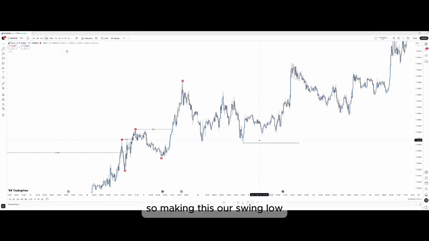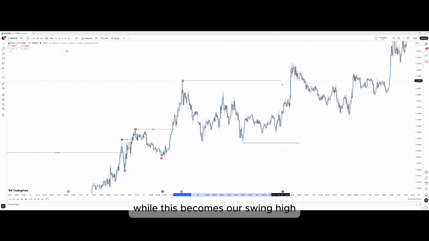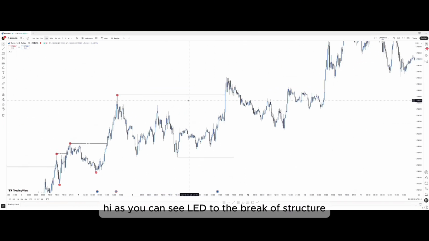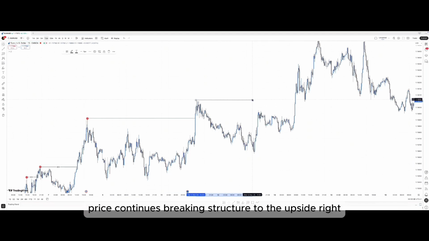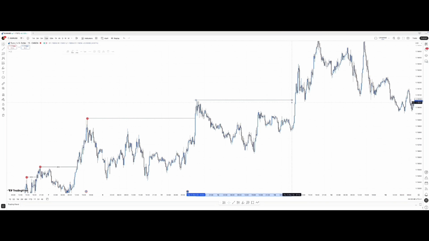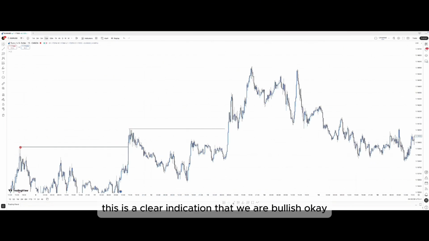So this becomes our swing low, while this becomes our swing high. As you can see, it led to the break of structure. So it's a clear indication that we are now bullish. We're in a bullish trend, and you can see price continues breaking structure to the upside, right? So it's a clear indication that we are bullish.